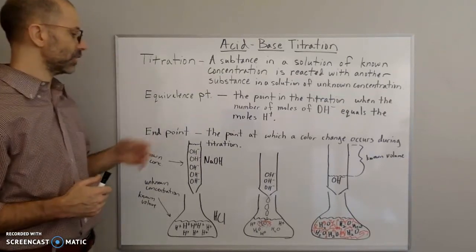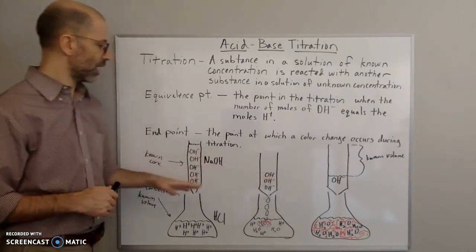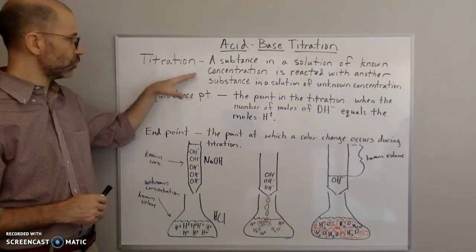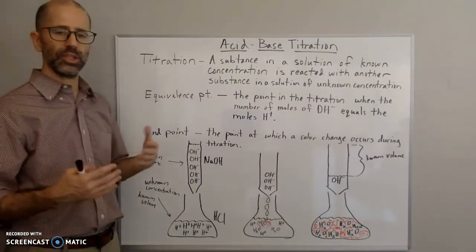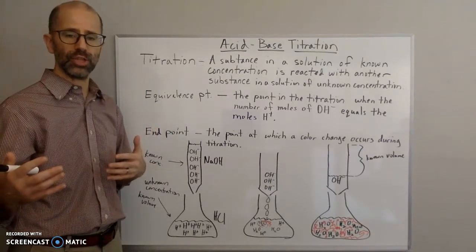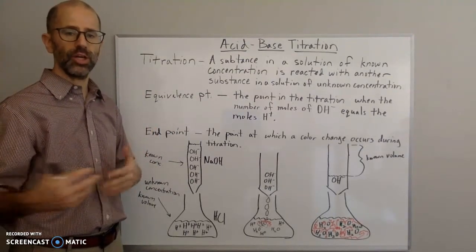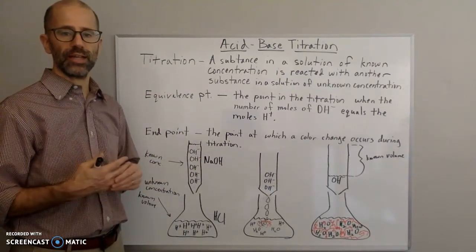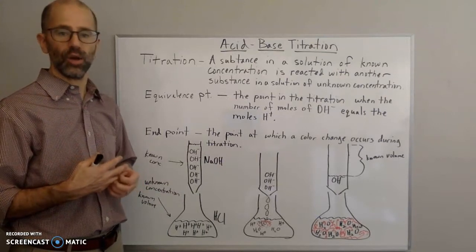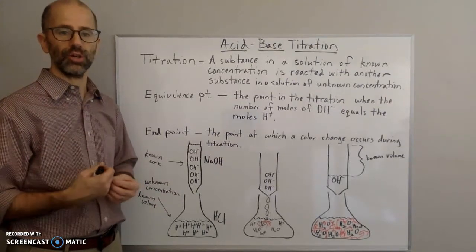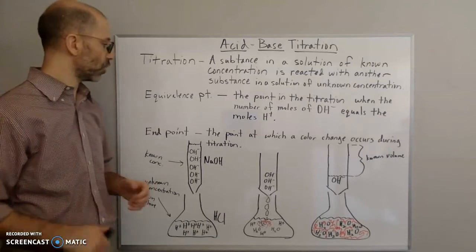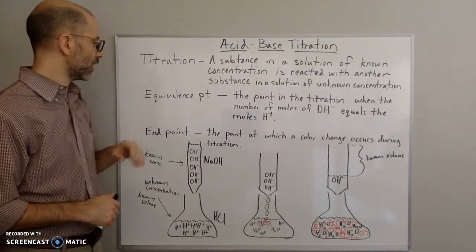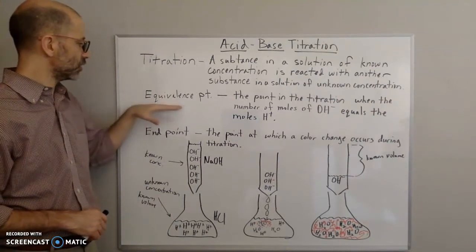So basically, I have it set here. I'll explain in a moment. So that's what titration is. So basically, you're reacting a substance of an unknown concentration with a substance with a known concentration, and then you're using that to try to figure out what the unknown concentration is. So when you get to the point at which you've neutralized, that would be considered the equivalence point.